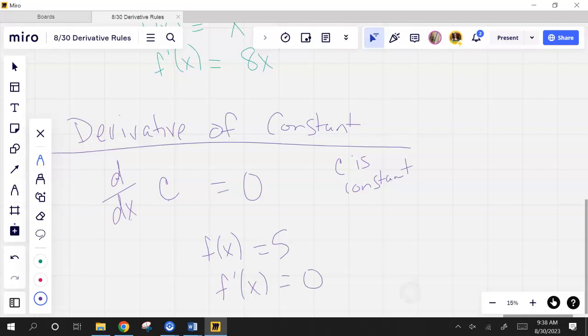And that makes sense because think about what a derivative is. A derivative is the slope of the tan line. This is a horizontal line. What's always the slope of a horizontal line? There's no slope at 0. See how it all comes together?